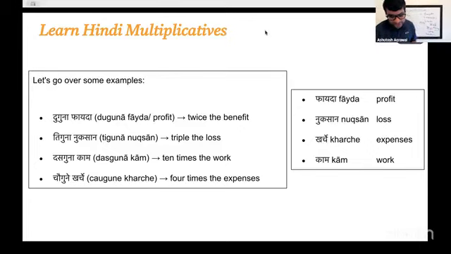Okay, so he used the word 100. Right, so you can put just 100 guna, 100 times more, which is used in a rough sense. 100 guna is like many times more, right? Many times multiplicatives. Okay, very good. Any questions, anyone so far?